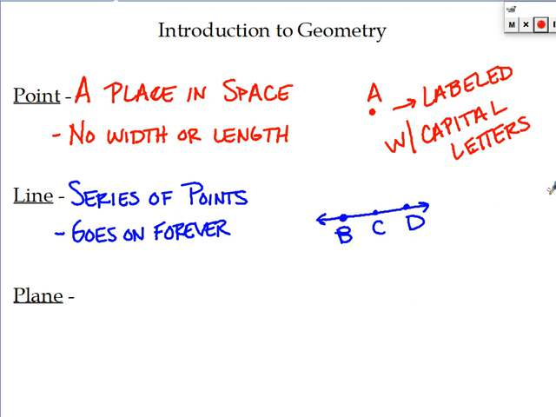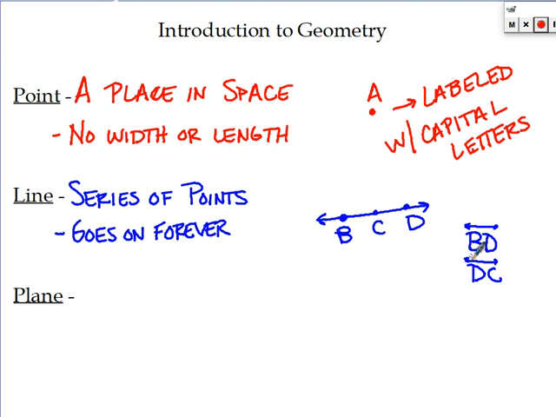Now, when I named a point, I just used a capital letter. Now, to name a line, you can pick any 2 points. Okay, so I could say that this is line BD, and then I'm going to place a line symbol over top. I could say this is line DC, and place it over top. Okay, you can pick any 2 points to name.